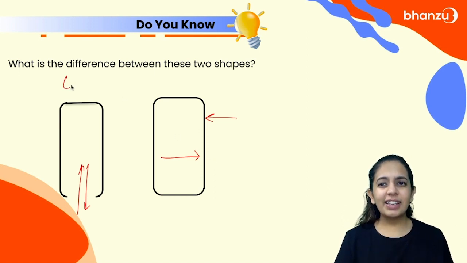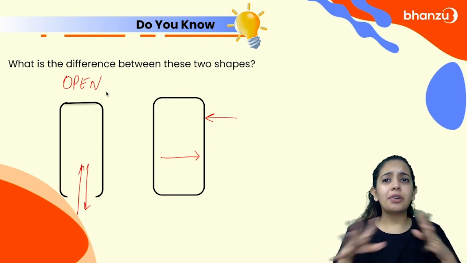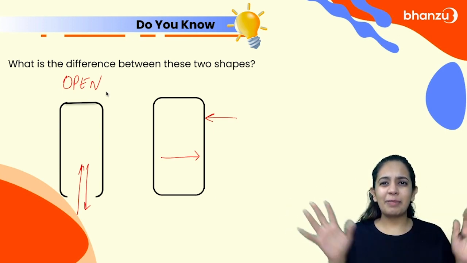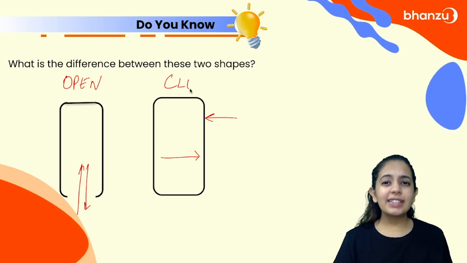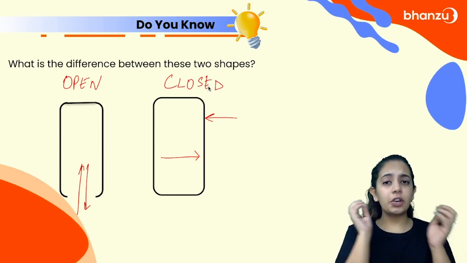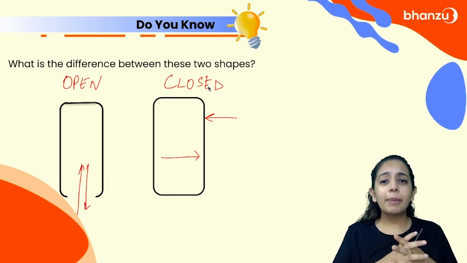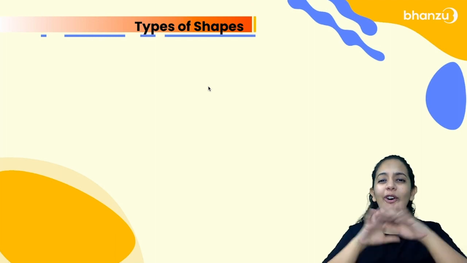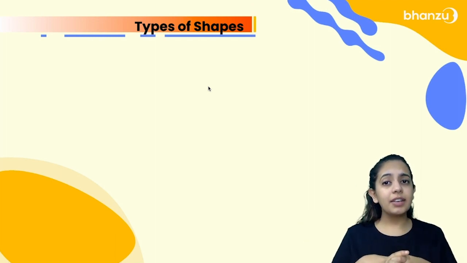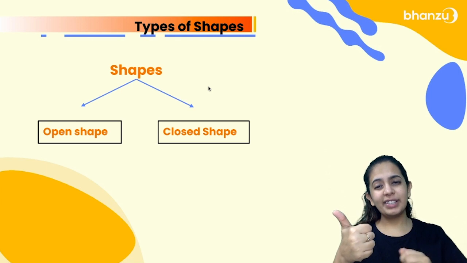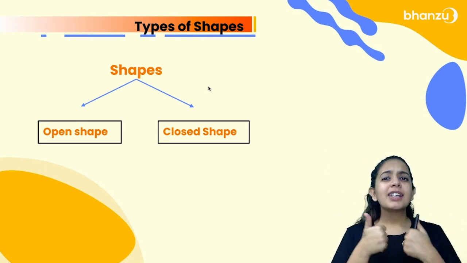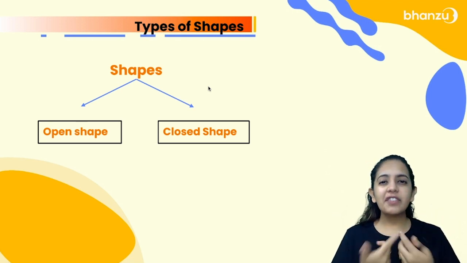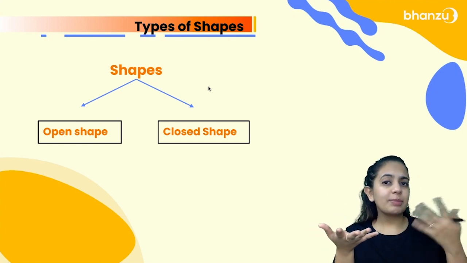The first one is an open shape. It has no inside, no outside, just the space. And the second one is the closed shape. It has a proper inside and outside. If you're inside, you cannot go outside the shape because it's closed, right? Okay, so therefore all the shapes around us are divided into two categories, that is open shapes and the closed shapes. So quickly look around yourself and figure out what shapes are open and what shapes are closed.